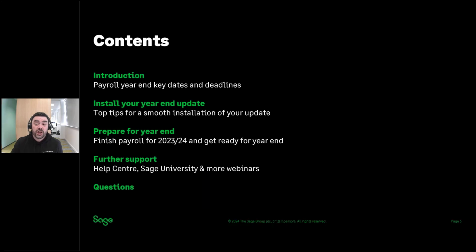Let's now take a look at what we're going to cover in the webinar. So I'm going to start things off with an introduction to your payroll year-end key dates and deadlines. And then I'm going to be handing over to my colleague Alice, who will be taking us through installing the year-end update, providing some top tips for a smooth installation of that update. I will then return to take you through preparing for year-end, which will involve finishing payroll for the current tax year and getting ready for the year-end process. And then Alice will take you through the further support that's available, and we're going to come back online and answer some of your questions. So that's what we've got in store for you today.